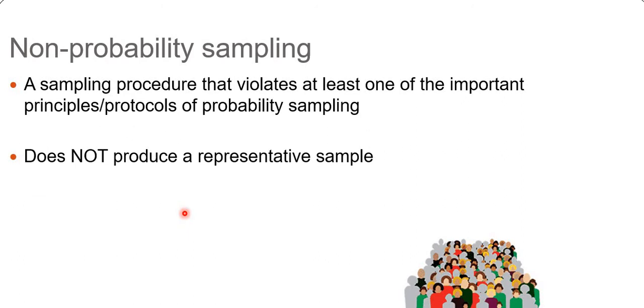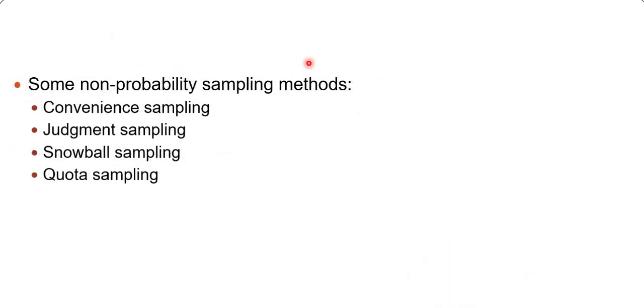On the other hand, we also have what we call non-probability sampling. This is a procedure that violates at least one of the important principles or protocols of probability sampling, and this does not produce a representative sample. However, this does not mean that we cannot use non-probability sampling. There are certain analyses that would require us to do non-probability sampling. Some examples or methods of non-probability sampling would be convenience sampling, judgment sampling, snowball sampling, and quota sampling.